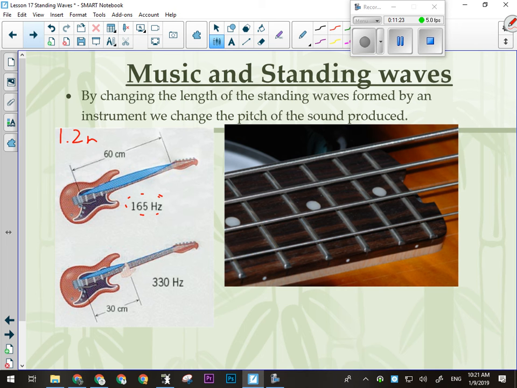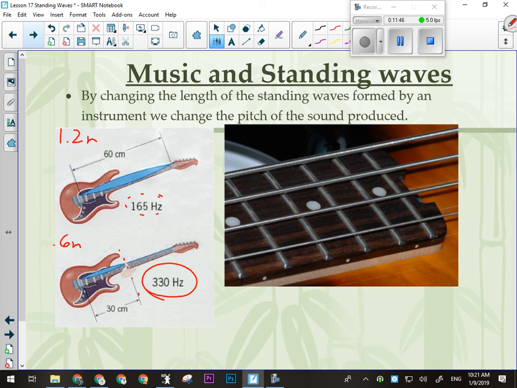If I use half of the string, then my wavelength decreases to 0.6 meters, and I get a frequency that's twice what the first one was. I halve the wavelength, so I get a frequency that's twice as high. So this would create a higher pitched sound than when I use the whole string. All right, everybody okay with that?